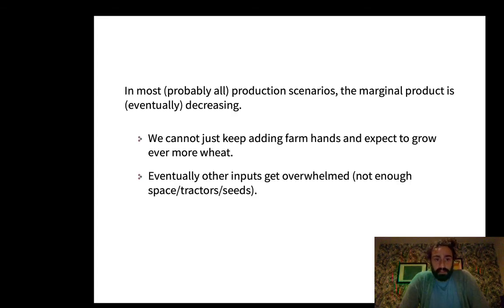In most cases, and it's hard pressed to think of anything where this is not the case, marginal productivity is eventually decreasing. We can't just keep adding farmhands and expect to grow more wheat. Eventually, they're going to crowd each other out, right? Eventually, we're going to have a couple of acres.